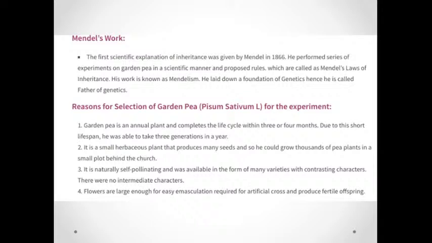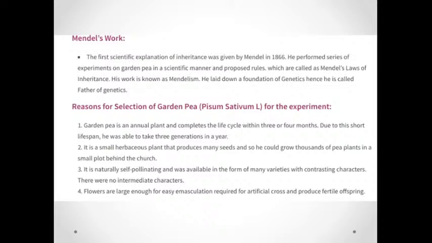Reason for selection of garden pea for the experiments: the garden pea is an annual plant that completes its life cycle within 3 or 4 months. Due to this short lifespan, he was able to take 3 generations in a year. It is a small herbaceous plant that produces many seeds, so he could grow thousands of pea plants in a small plot behind the church.